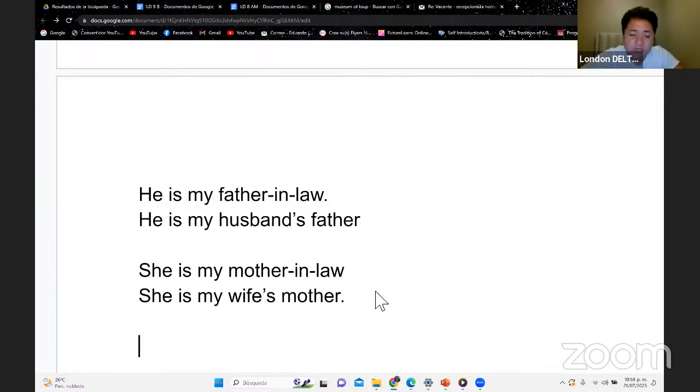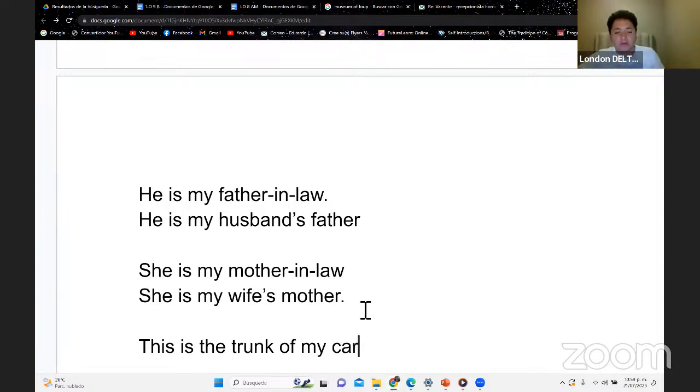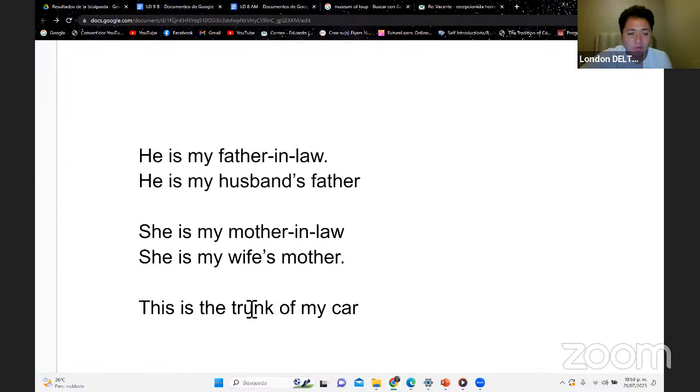But when do we use this? For example, you can say, this is the trunk of my car. Esa es la cajuela del coche. Entonces, aquí estoy utilizando, digamos, otro tipo de posesivo, que es utilizar literalmente de la cajuela de mi. Este of también lo traducimos como de, como si fuera un posesivo.